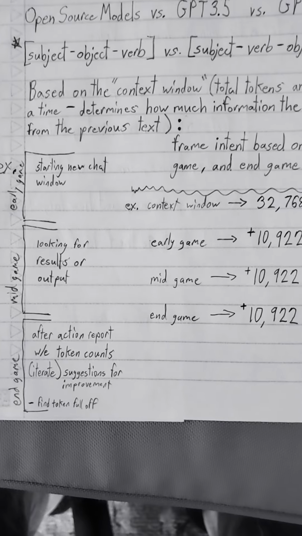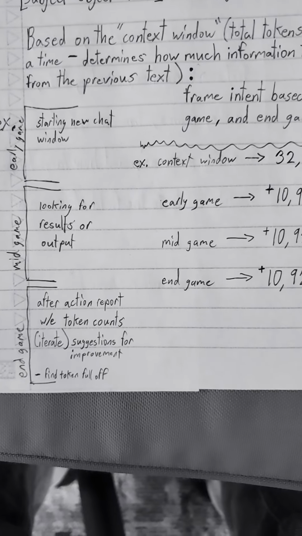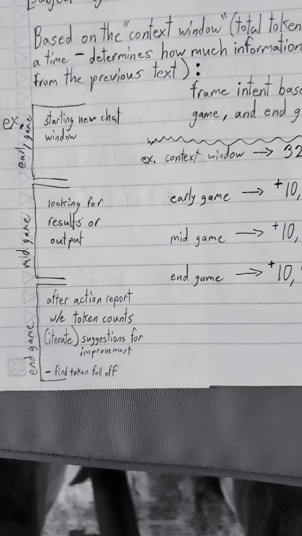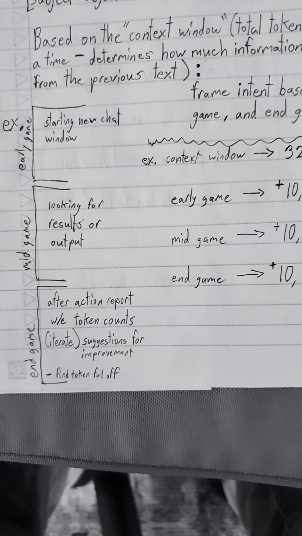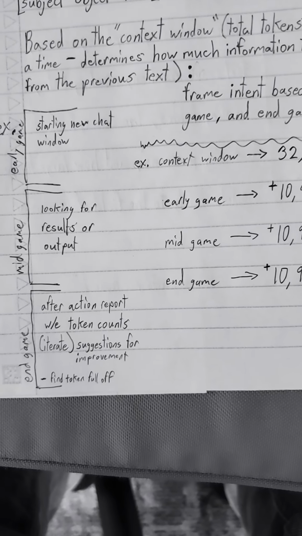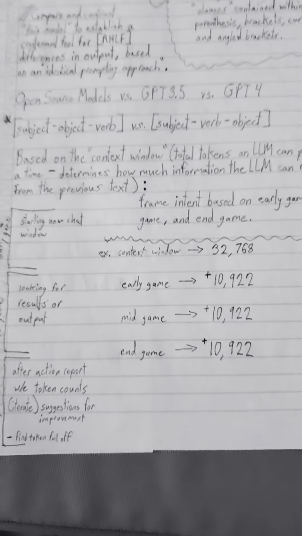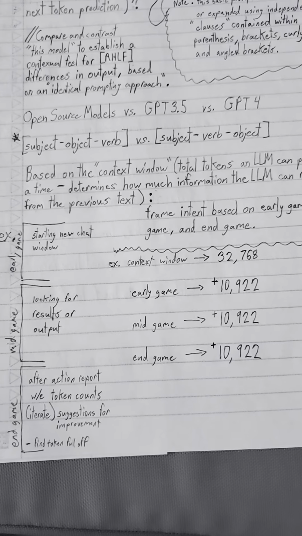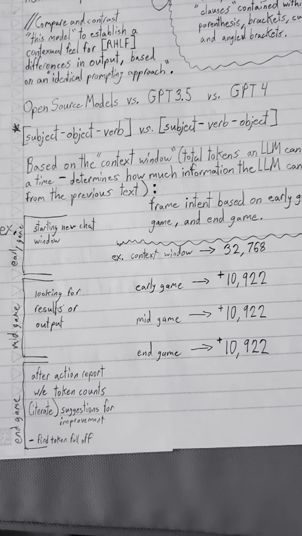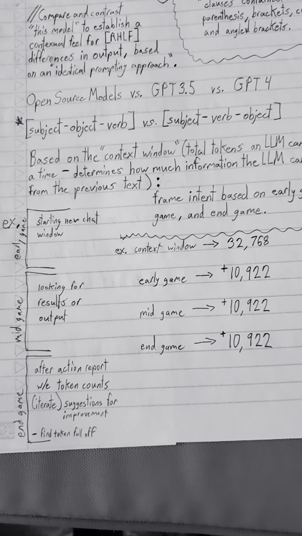And then in endgame, where you're just sure that it's almost about to fall off, then you start doing after action reports, or you prompt back to early game to remember it in endgame. And you're asking for token counts. You're doing after action reports. You're iterating with suggestions for improvement, and you're finding the token fall off in terms of when does mid-game transition to endgame, and when does endgame transition to the fall off from your early game activities in terms of understanding.